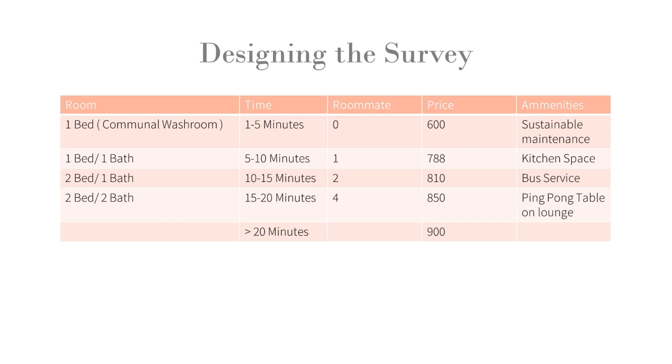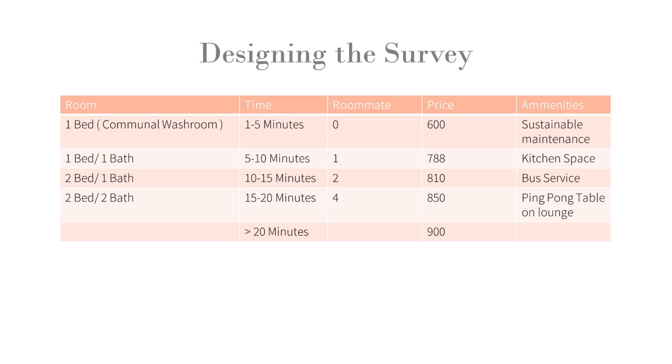Designing the survey. We have used the four factors to create the below 5 attributes. Each of these attributes has 4 to 5 levels. The attributes are room type, which is one bedroom, one bathroom, two bedroom, or two bedroom, two bathroom. We also have time, which tries to measure the distance from the school to the accommodation. This is from 1 minute to greater than 20 minutes.